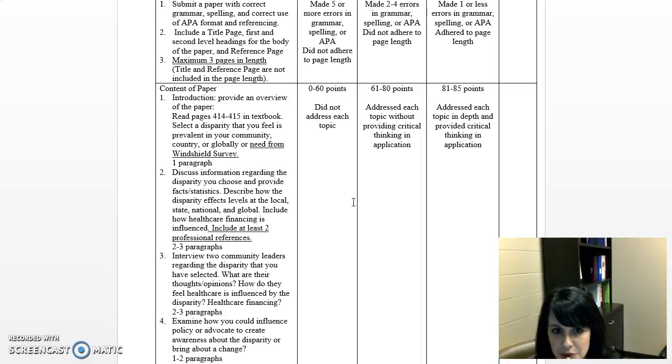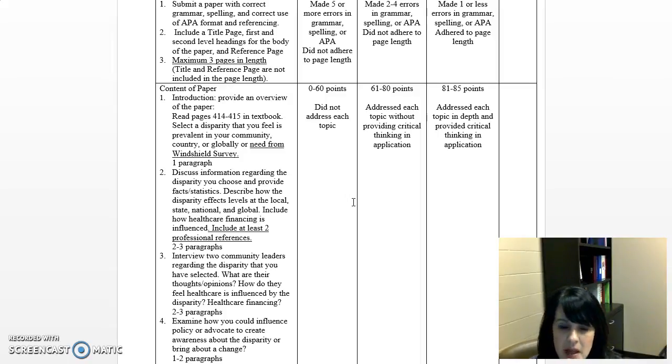Make sure you include 2 professional references for your findings. Make sure these are within the last 5 years. That's what we mean by professional. They're peer-reviewed journal articles or some type of professional references. You can even use government statistics, CDC, Healthy People. Those are great resources as well. But make sure that your information is in the last 5 years.